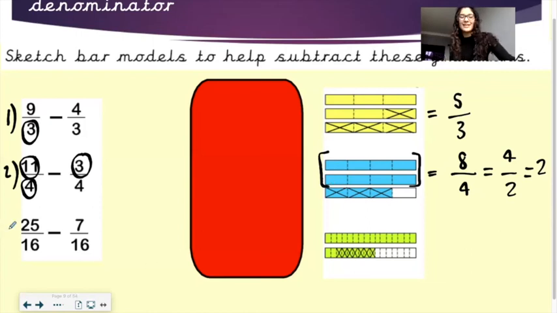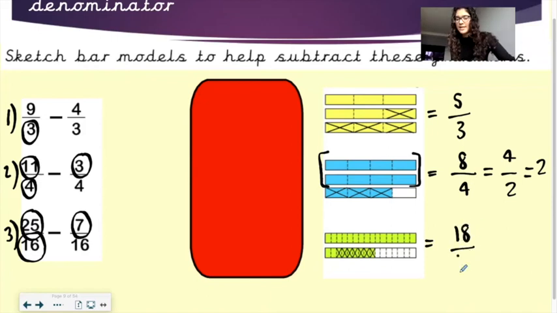And lastly, question number 3, 25/16 take away 7/16 equals. So your strip needs to be divided into 16 parts. 25 of those parts need to be shaded in, and 7 of those parts need to be taken away. You should then get your answer of 18 out of 16, otherwise known as 9 out of 8 if you wanted to simplify. And I think that's how much you can simplify. So that is how you subtract fractions with the same denominator using the bar models.